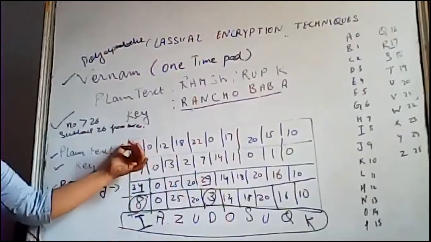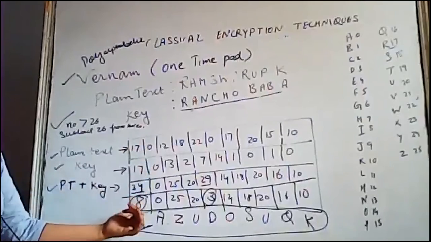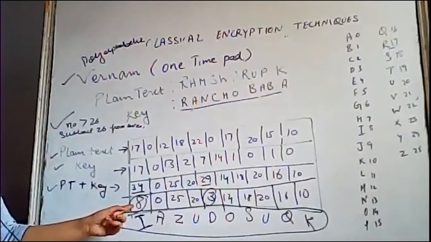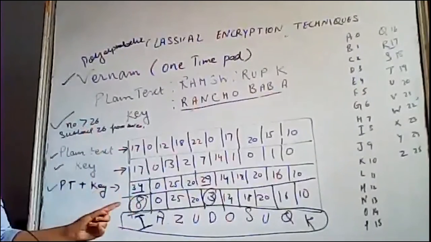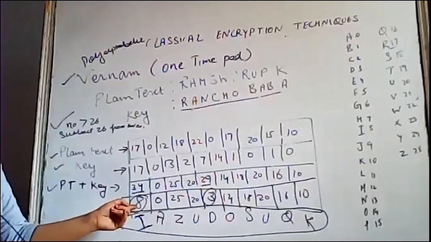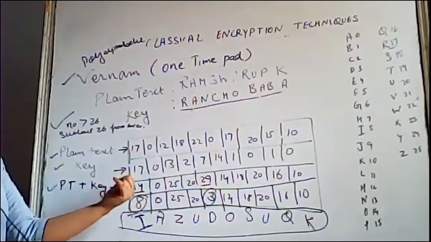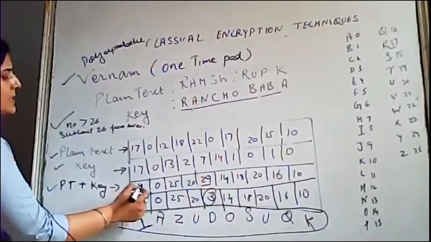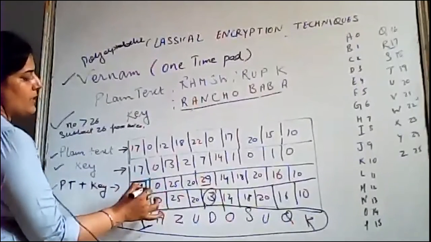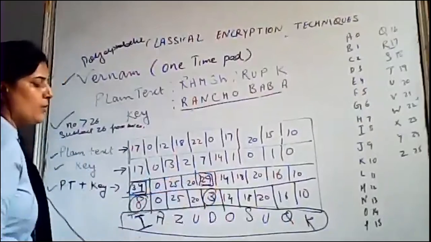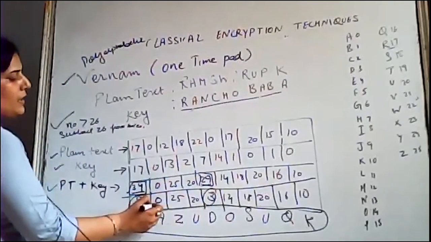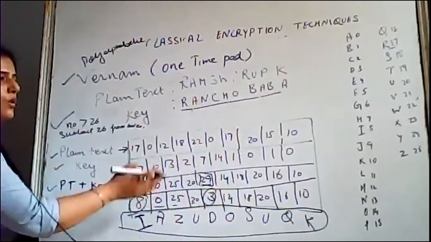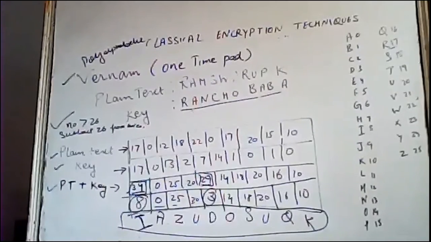Next, you will convert all the plain text and key to the respective numbers. Third step is that you add all those numbers. You have to consider just one thing: if your number is greater than 26, you subtract 26 from it. Like you have 34, which is greater than 26, so you simply subtract 26 from 34. In our case, there were only 2 chances when your number was greater than 26: one is your 34, another one is your 20. Finally you get the answer and change that number to the corresponding alphabet. This is how the Vernam technique works.